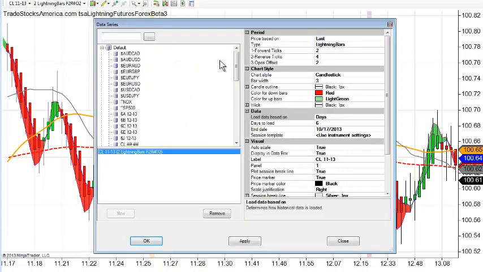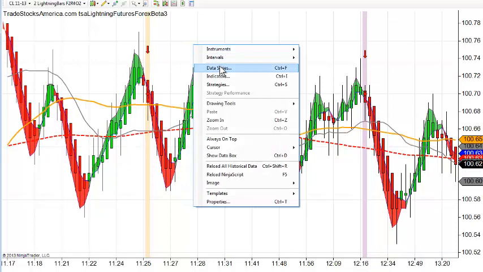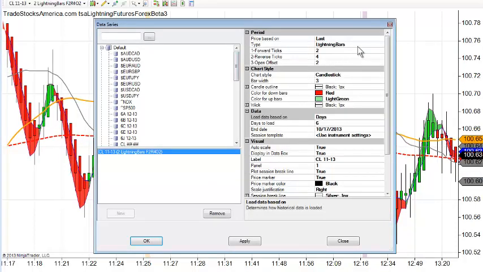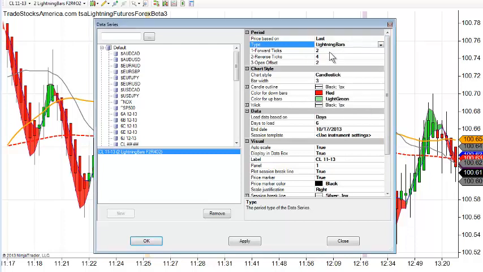Let's go through right now how you change the setting in the lightning or any type of interval. You right click anywhere in the chart and you scroll down to data series, and this second line here is the type. If you click the drop down menu arrow right here, you're going to see a variety of all the different types of bars or candles, if you have that setting on, that you could create.